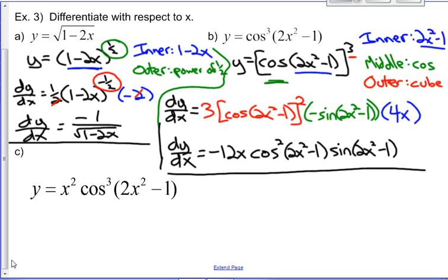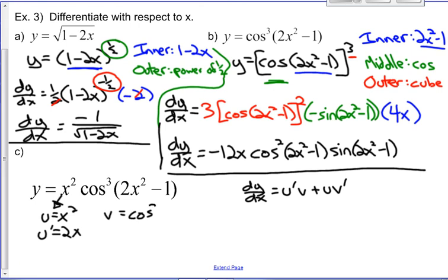Okay. And how we differentiate product rule is we say dy by dx is u prime v plus uv prime, where u is the first part of the function. So here u would be x squared, and u prime would be 2x. v would be everything else, which is a big mess: cos cubed of 2x squared minus 1. And mercifully, we just did this derivative. That is, the v is what we did in part b.